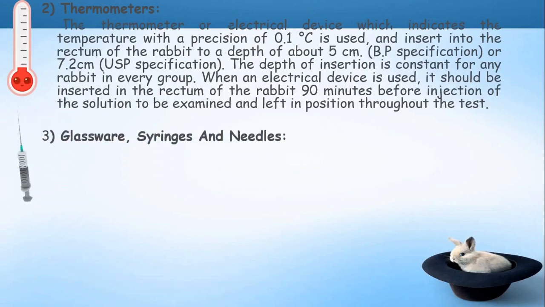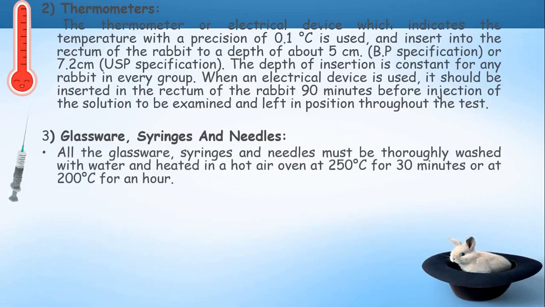Next one is glassware, syringes and needles. All the glassware, syringes and needles must be thoroughly washed with water and heated in a hot air oven at 250 degrees Celsius for 30 minutes or at 200 degrees Celsius for an hour.